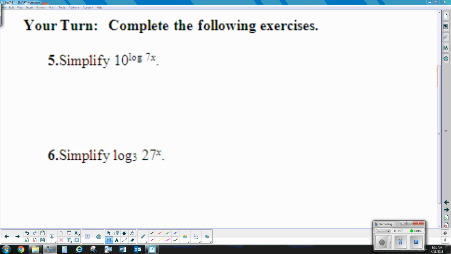Okay, try these next two on your own. You're simplifying the logarithmic expressions, like we did in example 3. So please pause the video while you work, and you can unpause for the solution.